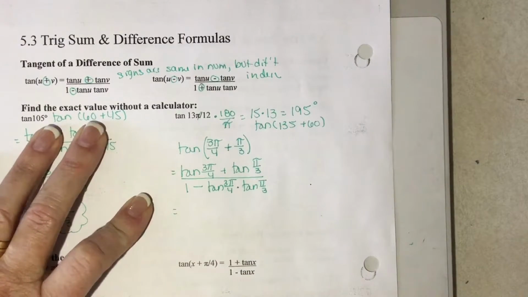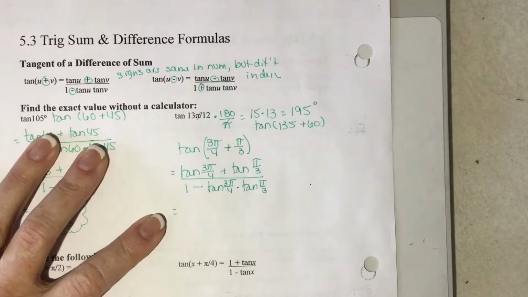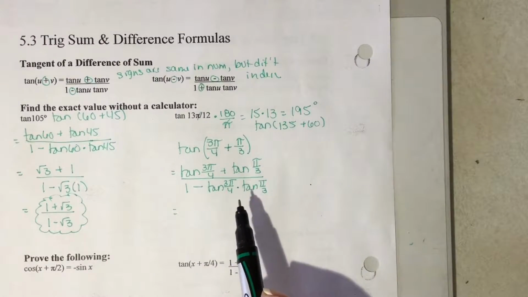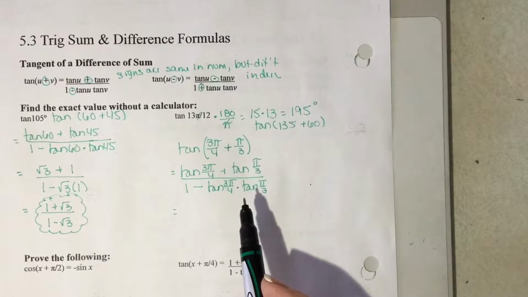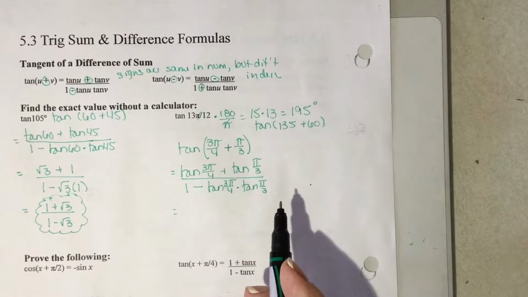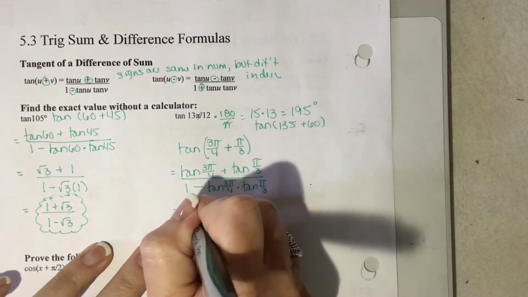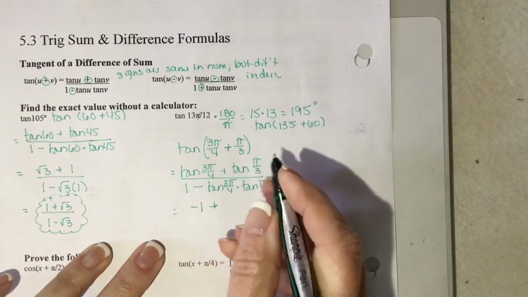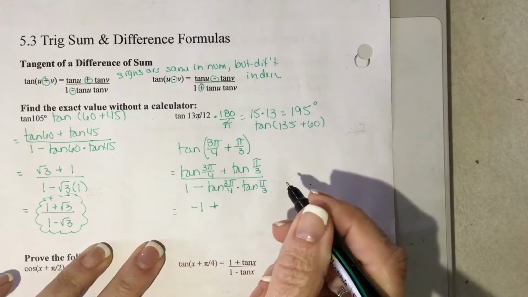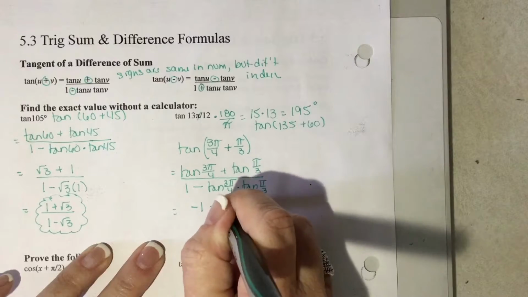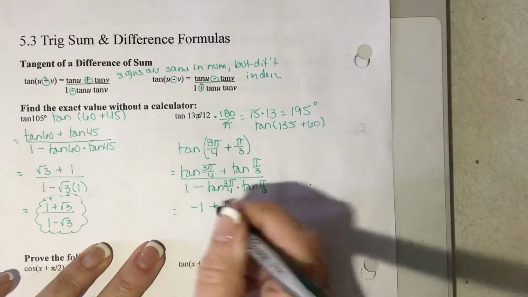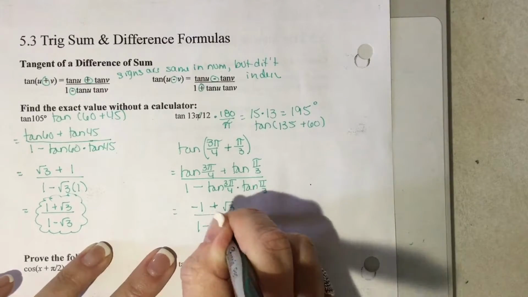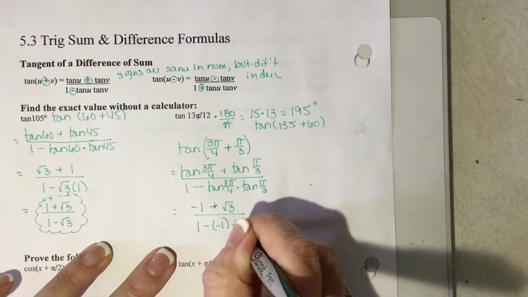Next step is where I actually convert it into the value. What is tangent at 3 pi over 4? Tangent at 3 pi over 4 is -1. And tangent at pi over 3 is square root of 3. All over 1 minus tangent of 3 pi over 4, which is -1, times tangent of pi over 3, which is square root of 3.